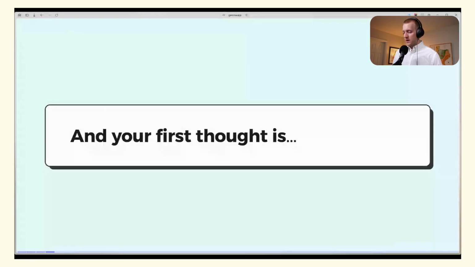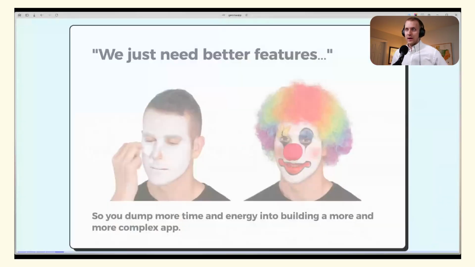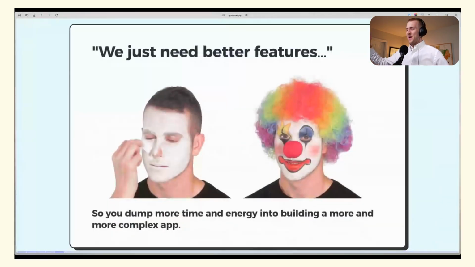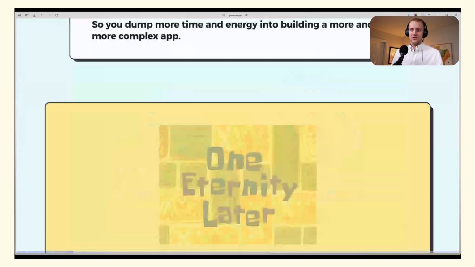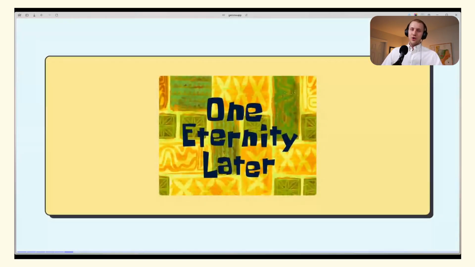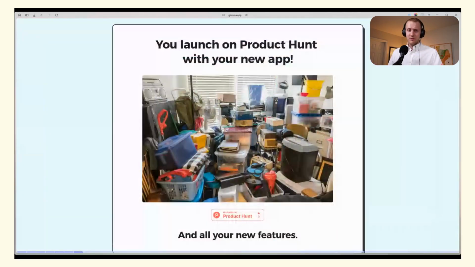Your first thought, as for a lot of founders, is we just need better features. So you dump more time and energy into building a more complex feature. And this is a trap. This is the feature trap. An eternity later, you say, we're going to launch this month. And then you go, actually, we need a little bit more features, because it's got to be just a little bit better.